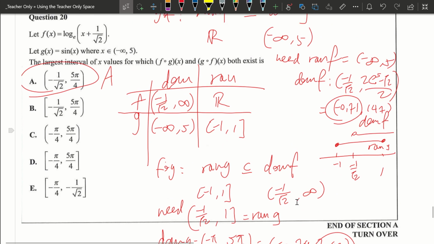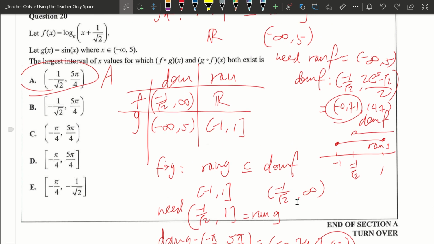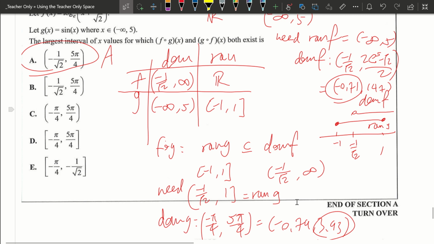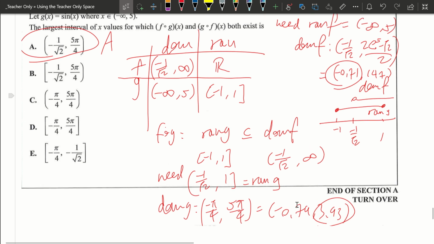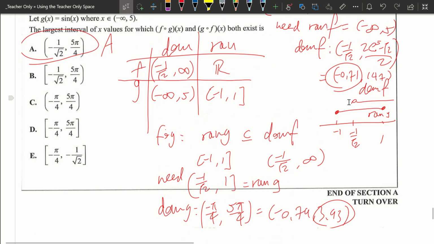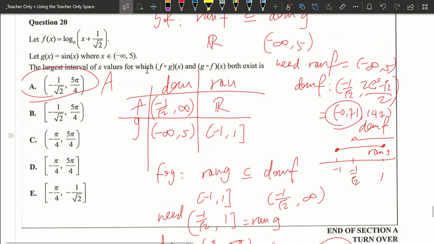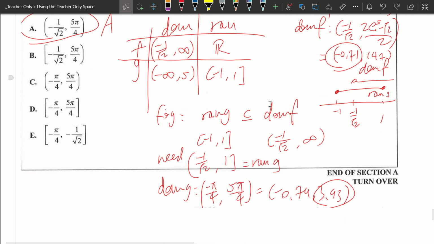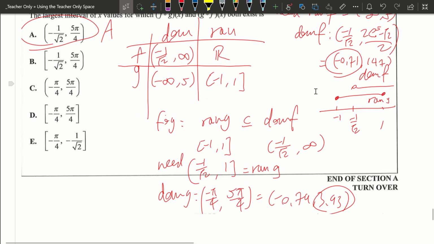Actually, before that, let me think about it a bit more. Yeah, you're going to have two domains. You need the intersection between the two domains, because your x value needs to satisfy both conditions for both FOG and GOF to exist. And so you go, okay, -0.79, that's outside -0.71. So -0.71 is what I want. And then 3.93 is to the left of 147. So I'm going to pick that.